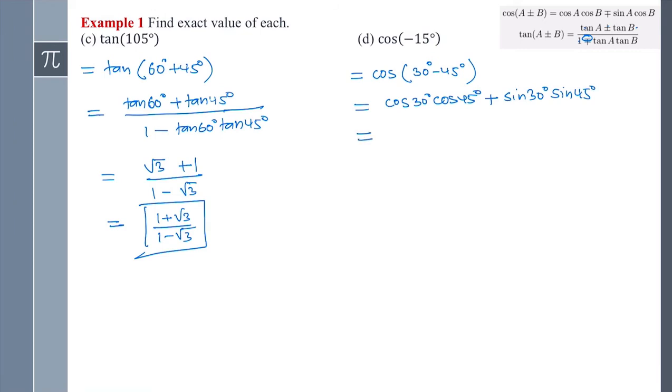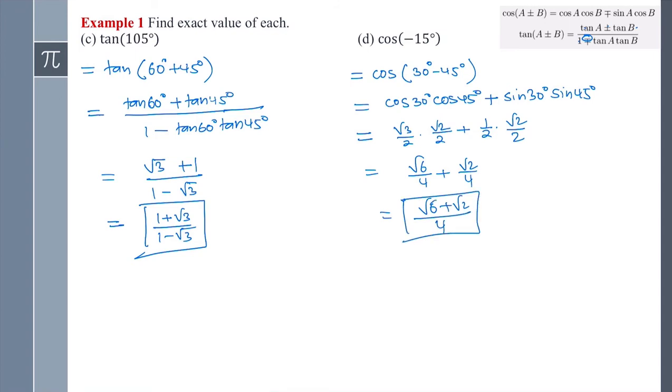And then from the unit circle, cosine 30 degrees is the square root of 3 over 2 times cosine 45 is the square root of 2 over 2, plus sine 30 is 1 half times cosine 45 is the square root of 2 over 2. So if we combine, we get the square root of 6 over 4 plus the square root of 2 over 4. And then we get the square root of 6 plus the square root of 2 over 4. And this is the exact value.